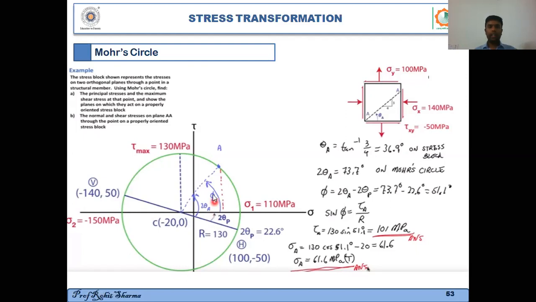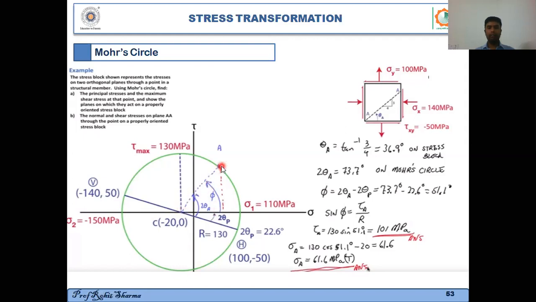So I can calculate this angle phi. Phi will be equal to what? Twice theta A minus twice theta P. Twice theta A is 73.7 degrees. Twice theta P is 22.6 degrees. So I'll get angle phi as 51.1 degrees, right? So this angle is nothing but 51.1 degrees, which I'm calling phi.